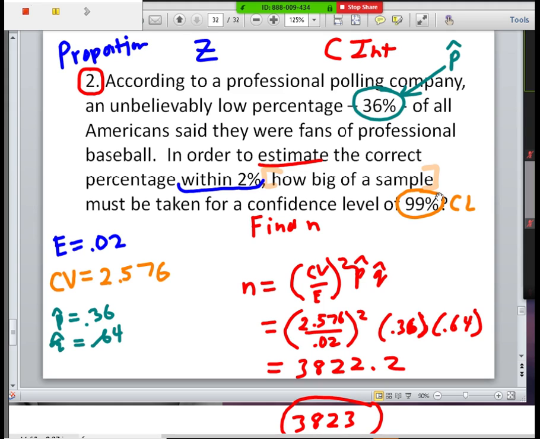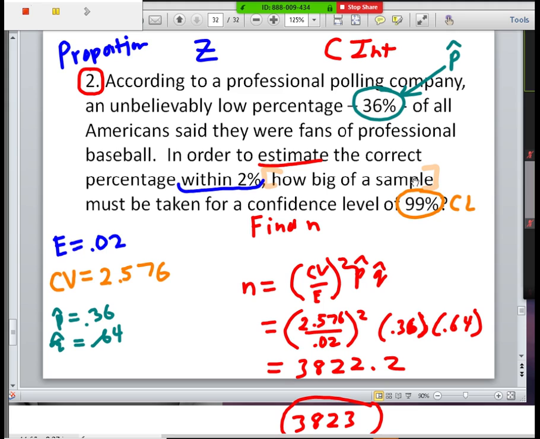But it has a question. Anytime you have a confidence interval with a question, check and see if it's a find n problem. This one is. It's a how big of a sample, right? That's find n. So I have to have given you the error. Within 2%, my error is 0.02.